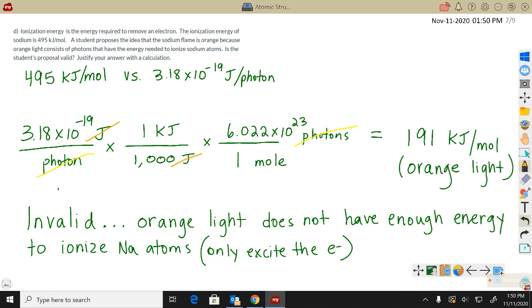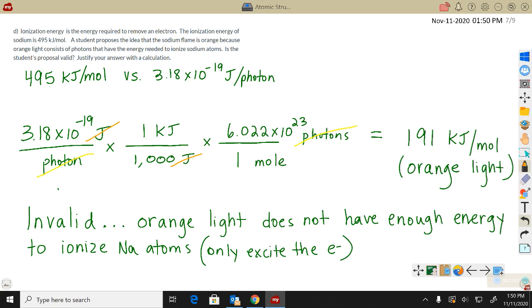So that would be the energy of orange light, a mole of photons, which could then ionize a mole of sodium atoms. Or could they? No, they could not. If I had a mole of orange photons, I would have 191 kilojoules of energy. But that's not enough to ionize sodium atoms. It takes more than twice as much energy to ionize a mole of sodium atoms. So no, this orange light is not removing electrons from the sodium atoms. We're not ionizing the sodium.